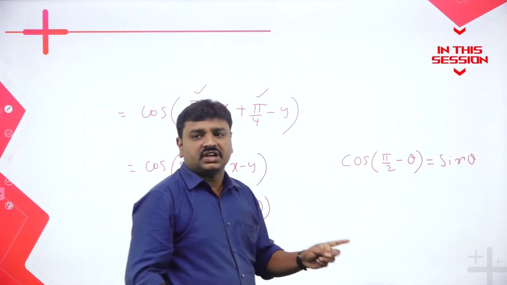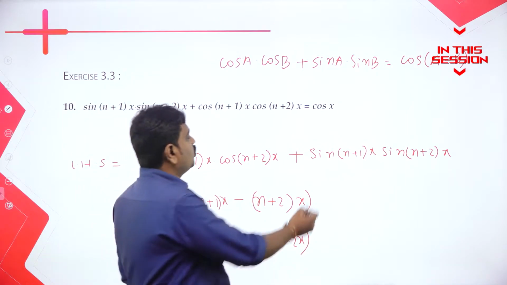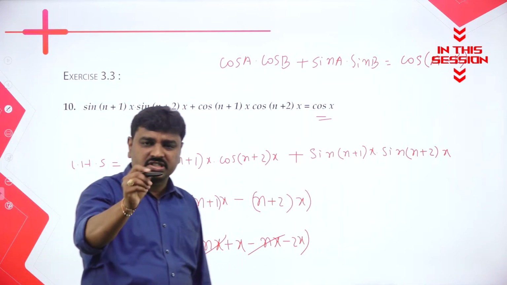Cos of 90 minus theta. 90 minus theta lies in first quadrant. So we got cos of minus x. But cos of minus x is cos x because we need to prove RHS. All of you know sin of minus x is minus sin x.